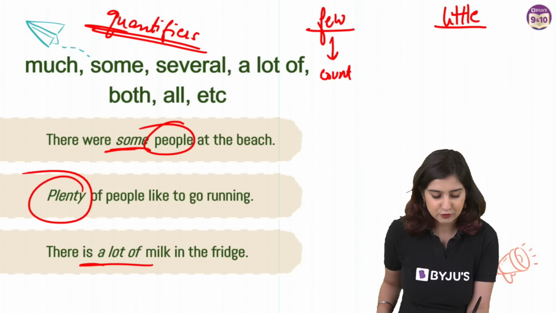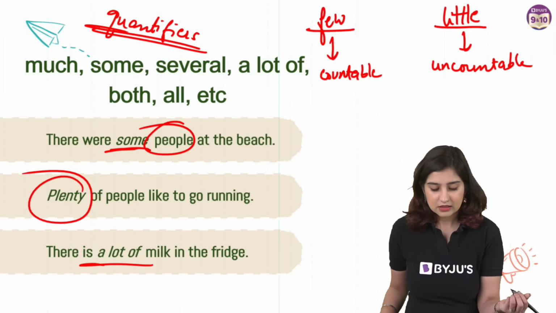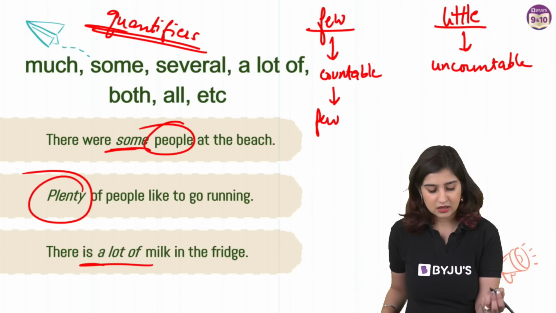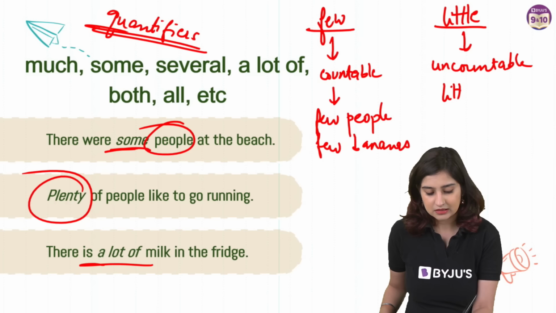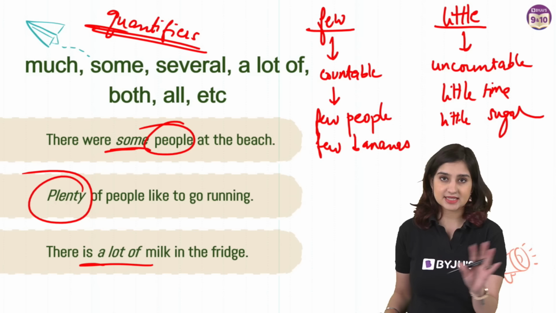As an example, there are few people, or few bananas. Okay, and either little time, little sugar. ठीक है? As examples. All right, this is your little cheat sheet. We will understand this a lot better later.